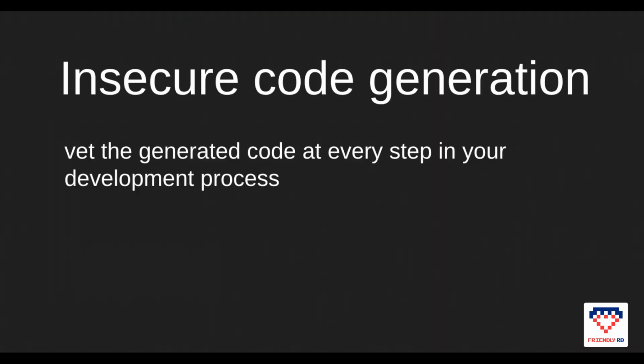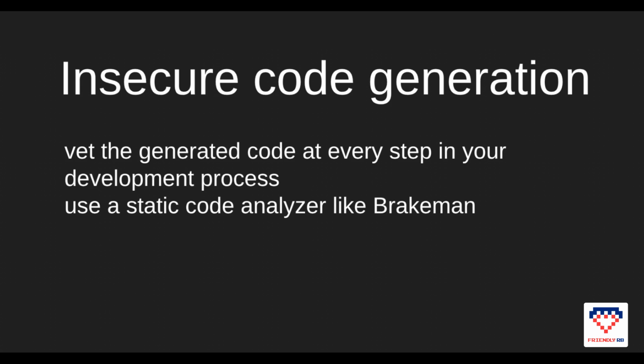The lesson of this story is you should always vet the LLM-generated code at every step of the process. So never trust that it's just moving things around. It might actually change things because it's not really intelligent yet. And another lesson, use a static code analyzer like Brakeman. It's free and it can catch all the silly security issues in your application, even if you don't use an LLM. So that's highly recommended.